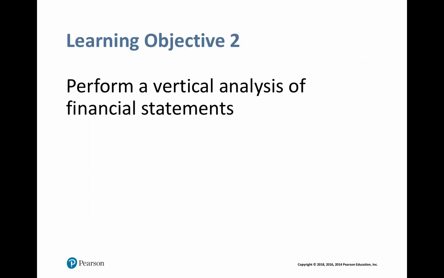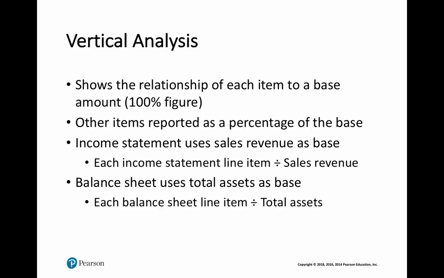Next, we're going to perform a vertical analysis of the financial statements. Horizontal, we went across, and that's generally over time. Vertical, we're going to compare the different line items on our financial statement to a base account. Again, we show the relative size of each item to a base amount, the 100% figure. Generally on the income statement, it's going to be sales. On the balance sheet, it might be total assets or total liabilities or total equity. We just see what the breakdown of the whole number is, whether that's the sales revenue or the total assets.